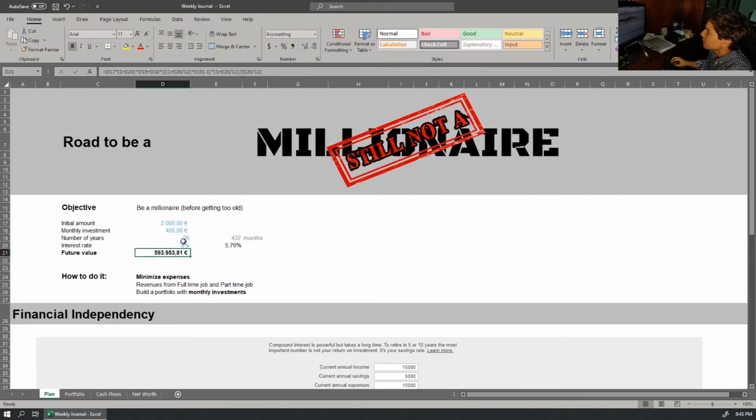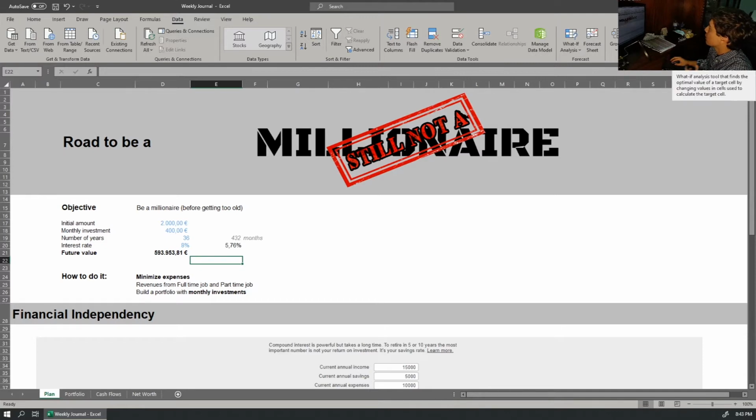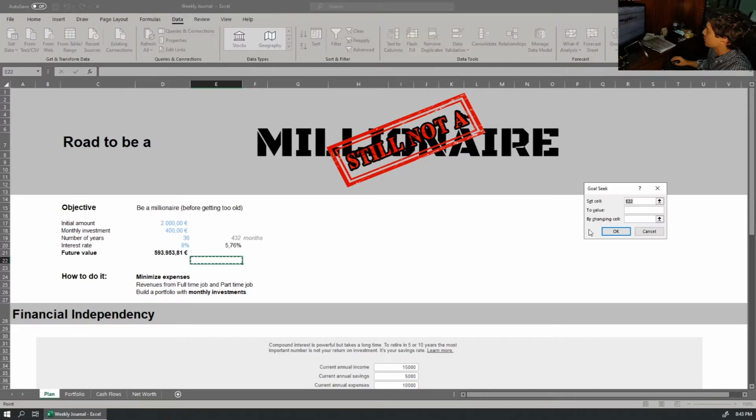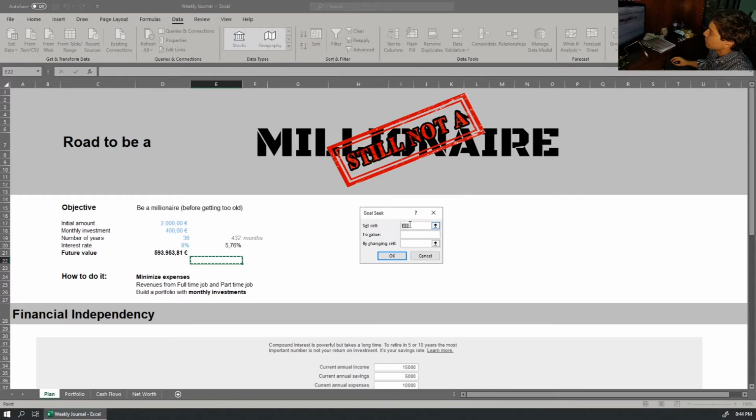Now, why have I made these calculations by myself? Because this way I can more easily find the number of years or number of months I need to invest and stick with this plan in order to reach 1 million euro. You can use a simple Excel function for this, such as solver or goal seek. Let's use goal seek, and I want to set this cell equal to 1 million by changing the cell.